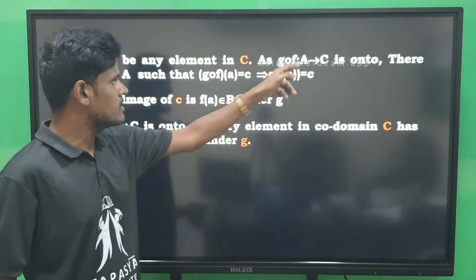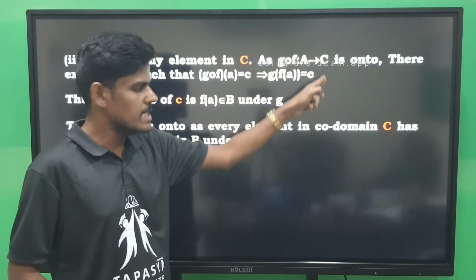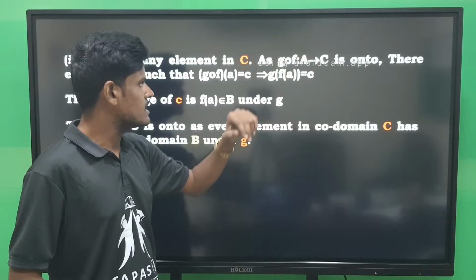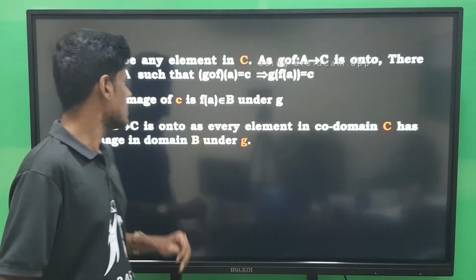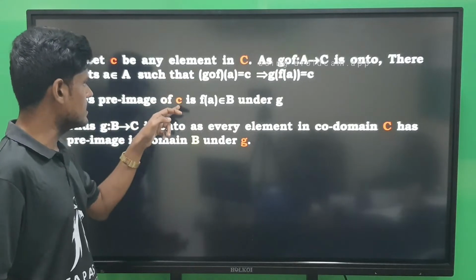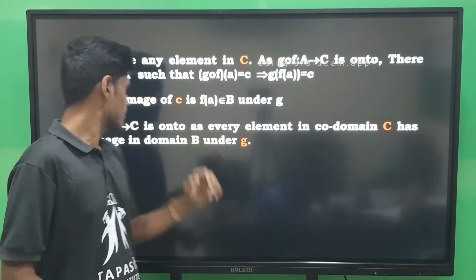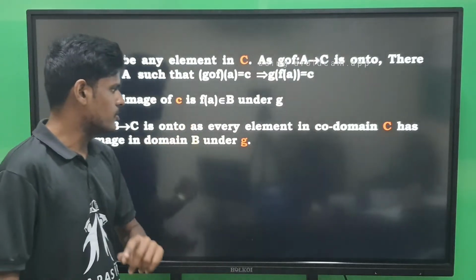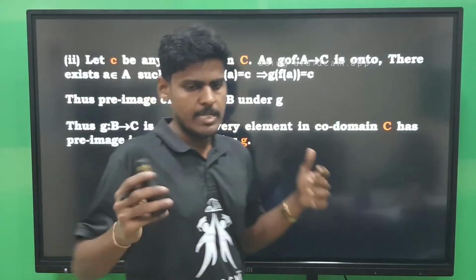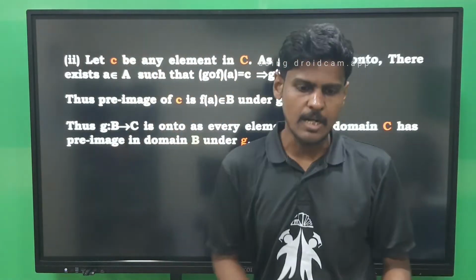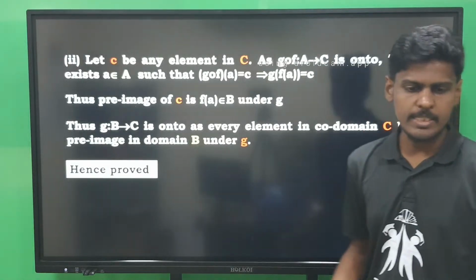So here what is given? g of f is onto, which means for every element c in set C, there exists some element a in A such that g of f of a is c. So for every element c in set C, there exists some f of a under g. Now g is also an onto function because every element has some pre-image in B. That means this is an onto function, obviously. That is the proof for this statement.